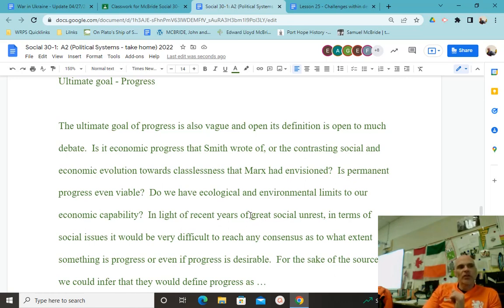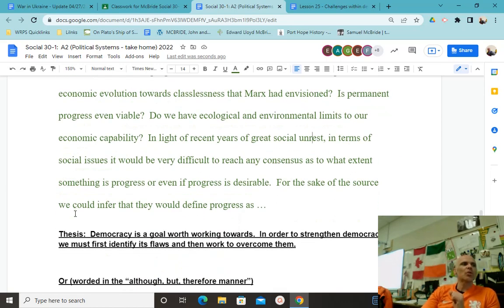In light of recent years of great social unrest, in terms of social issues, it would be very difficult to reach any consensus as to what extent something is progress. Is the redefinition of genders progress? Not to the opinion of many conservative people it isn't. Is the redefinition of marriage progress? Not to the definition of many traditionalists it isn't. So that's where the idea of social progress is very controversial.